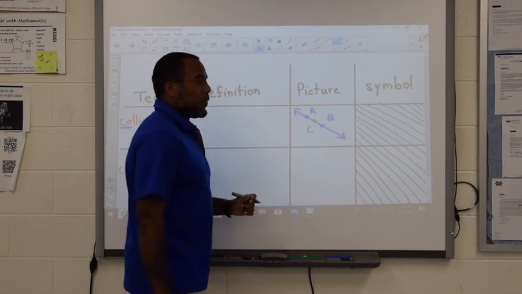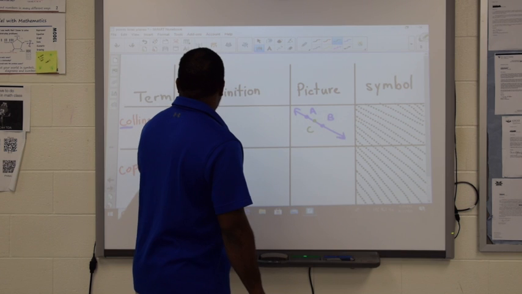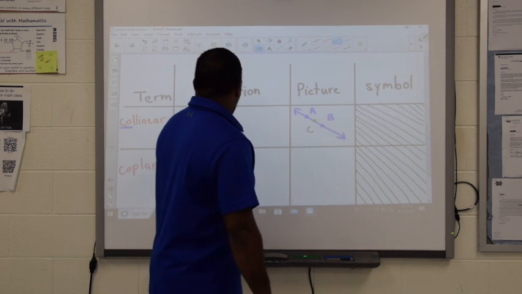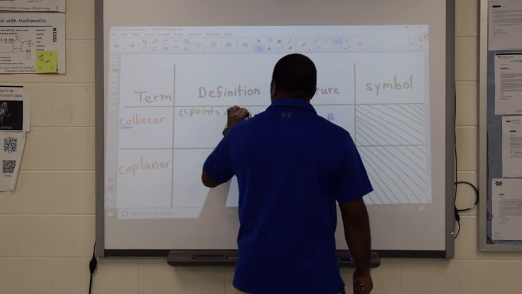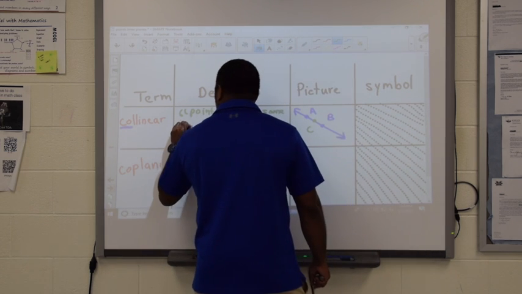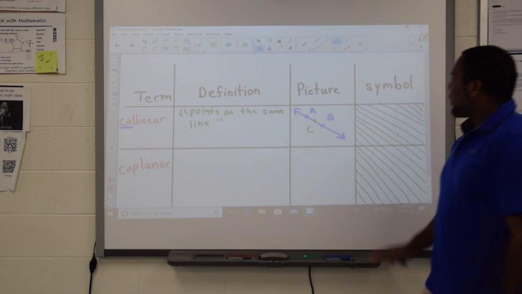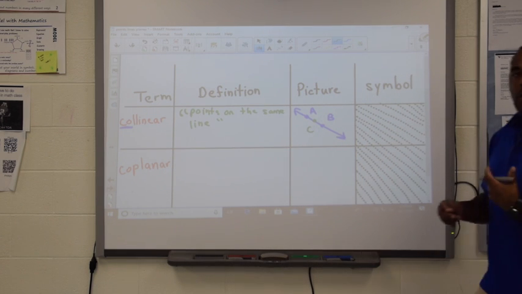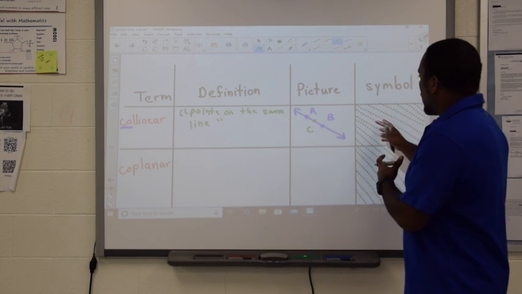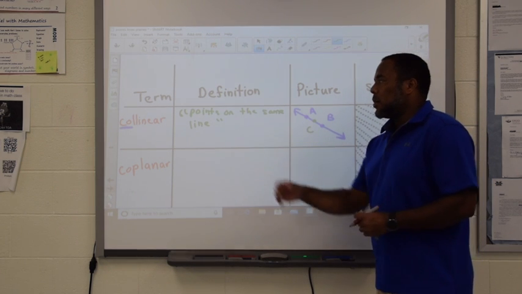Our informal definition, points on the same line. And there's no symbol, you don't actually write that, oh, these points are in the same line. You would just say A, B, and C are collinear.